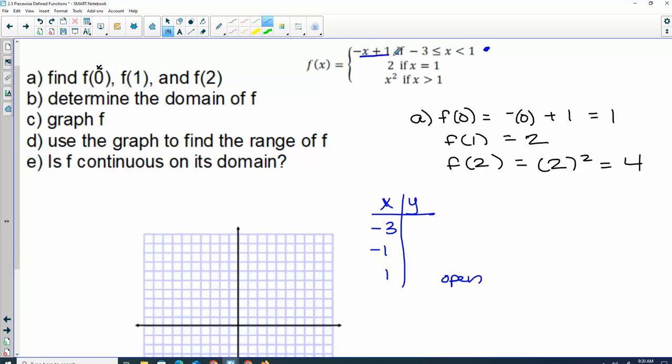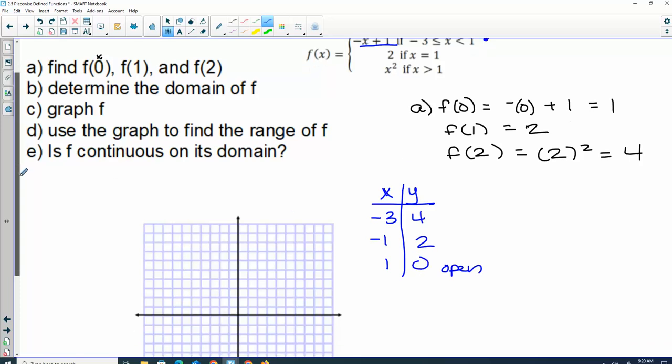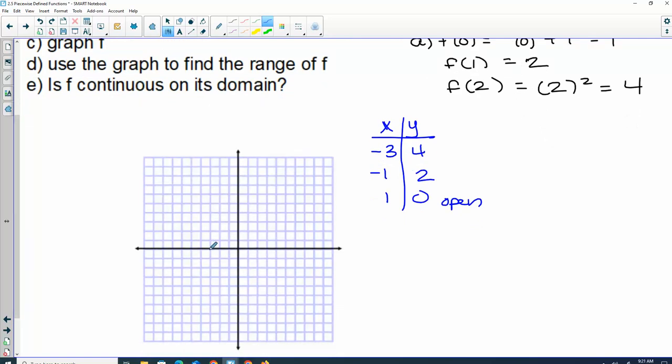So if I plug those in, opposite of -3 is +3. Plus 1 is 4. Opposite of -1 is +1. Plus 1 is 2. Opposite of 1 is -1, plus 1 is 0. So we have -3, 4 is a closed circle. -1, 2, 1, 0 is open. Now this had 2 endpoints, so does it keep going in either direction? No. It goes from here to here, only between -3 and 1.